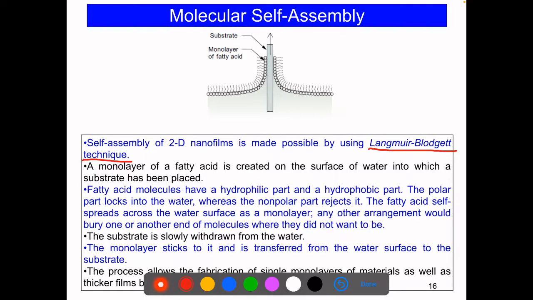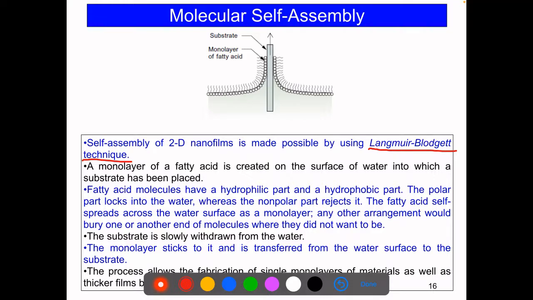A monolayer of fatty acid is created on the surface of the water, into which a substrate is placed. Fatty acid molecules are there. The polar part locks into the water, the non-polar part rejects it. The fatty acid self-spreads across the water surface as a monolayer, and it comes into this significant arrangement.